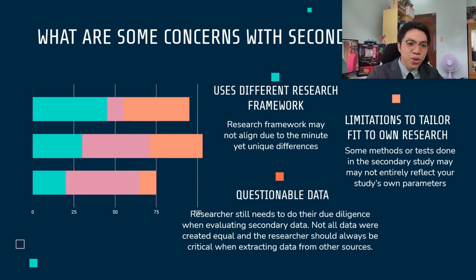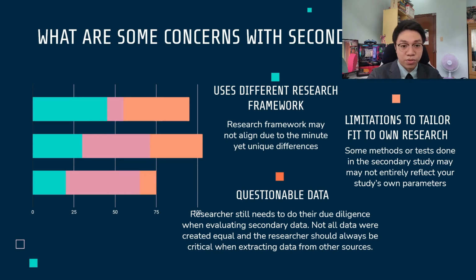So what are some concerns with secondary data? Secondary data may use a different research framework. This framework may not align due to the minute yet unique differences in your research. For example, your secondary data is concerned with stainless steel shafts, which is also what you're researching on. However, their stainless steel shafts use a different composition, so it may not directly apply to your own research.